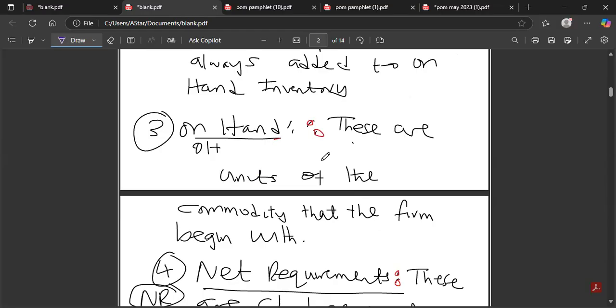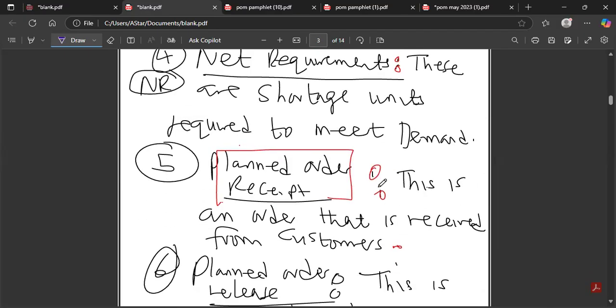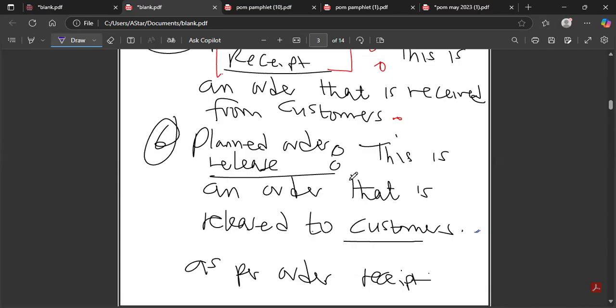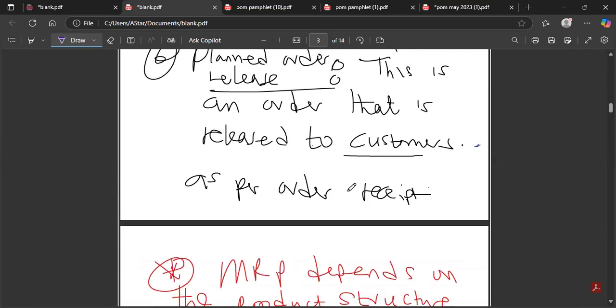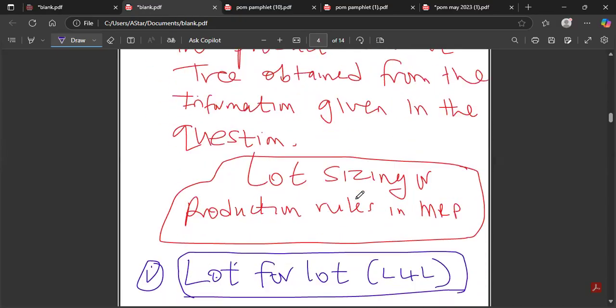Then we have the net requirements. These are shortage units required to meet demand. In the planned order receipts, an order that is received from customers, and planned order release is an order that is released to customers as per order receipt. Then MRP depends on the product structure tree obtained from the information given in the question.